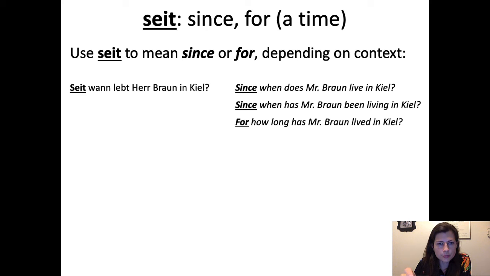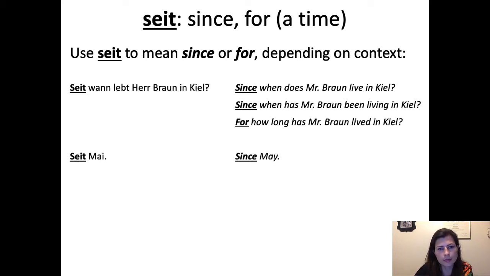Seit plus a verb in the present tense. Often the best translation in English is has been living or has lived. So it looks like you've made it past in English, but it's actually still the present, because we're saying has been living or has lived. It's like it's both the past and the present. He has been doing it up until now and is still doing it. So that's a pretty tricky one with seit.